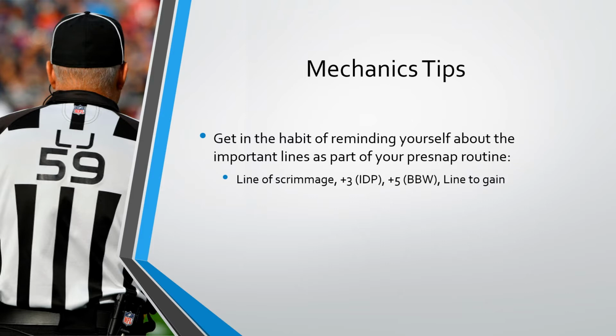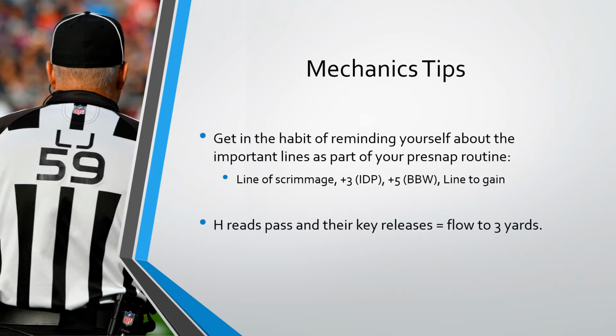So if I were standing on the line of scrimmage and we were at the 31 and we were going to the 41, I'd think to myself, all right, first down, 31, going to the 41. I've taken care of the line of scrimmage and the line to gain. I also need to know that 34 is my threshold for IDP, and the 36 is my threshold for blocking below the waist.